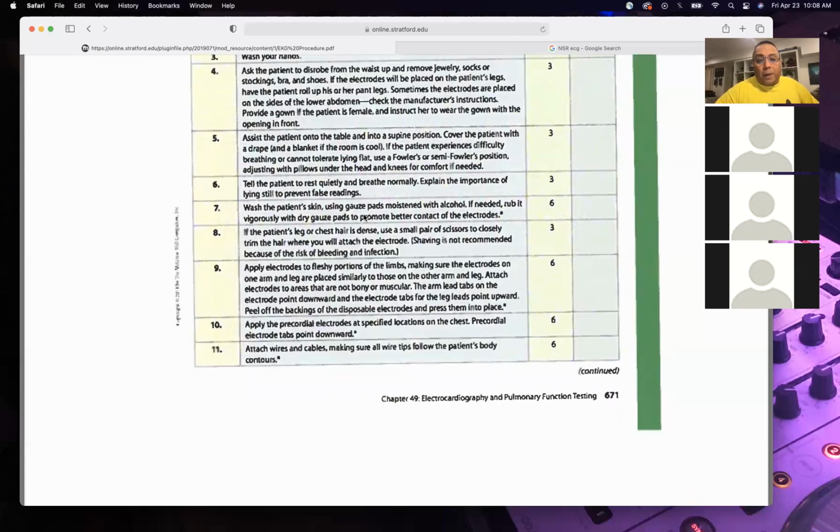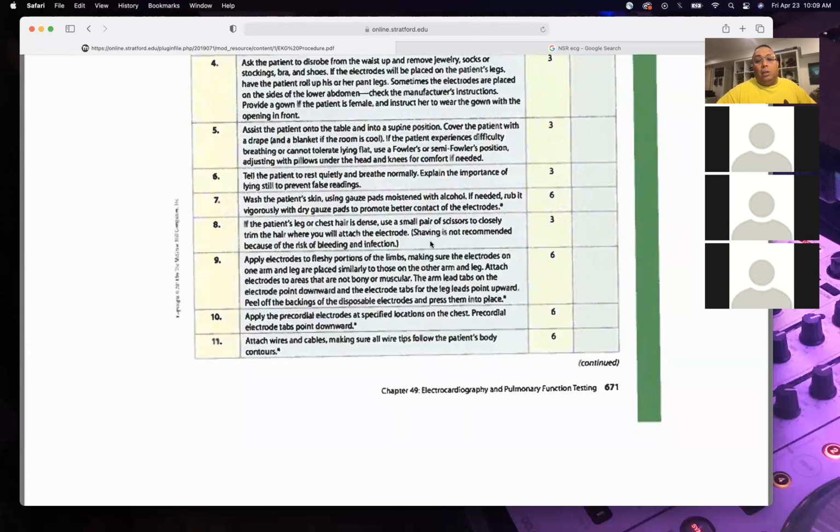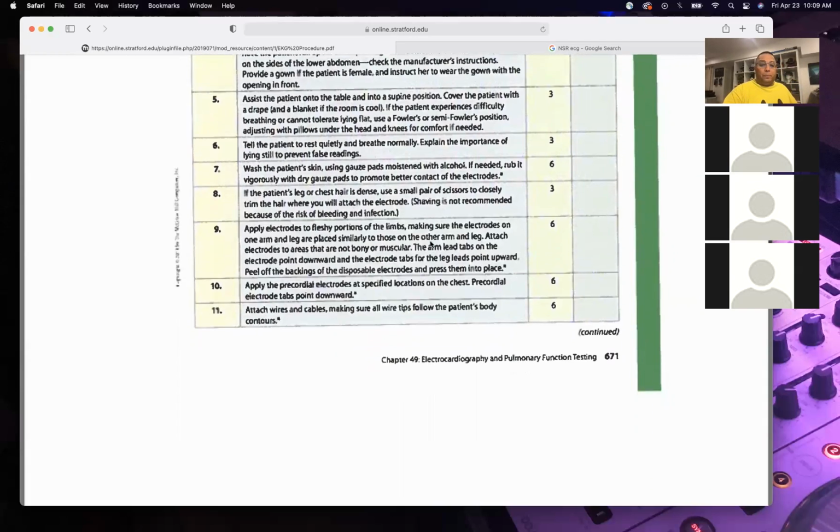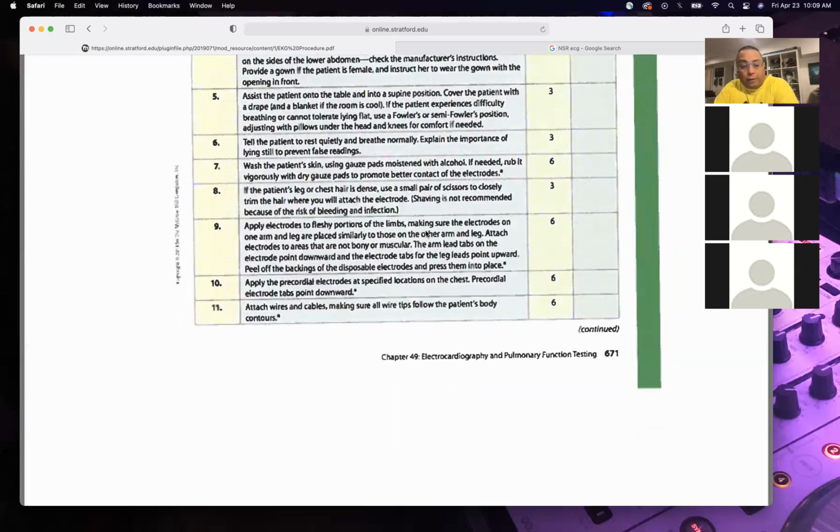Now, you don't have to wash the patient's skin unless they have any oils or unless they're a little bit on the greasy side. And you only use 70% isopropyl alcohol. You also do not cut any hair. Shaving is not only not recommended, you do not do it. Please do not shave. So what do you do? We're going to show you in lab how to clean the area and how to move the hair out of the way so it doesn't get caught up in the electrodes. But again, do not shave.